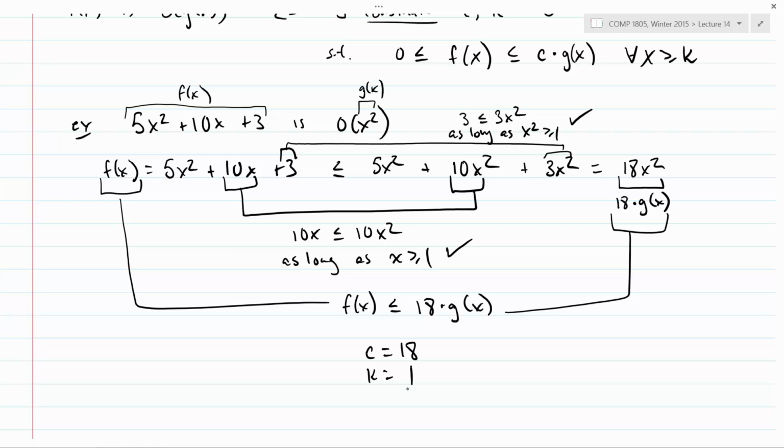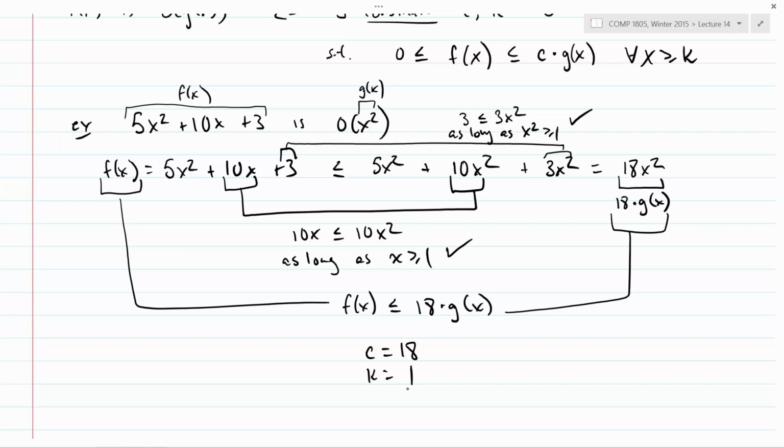And then you look at all of the steps you did in the inequalities. For things like this, it's almost always going to end up as 1, but we'll see examples later where k is not 1. And that gives you your value of k. Does this make sense? Yeah?